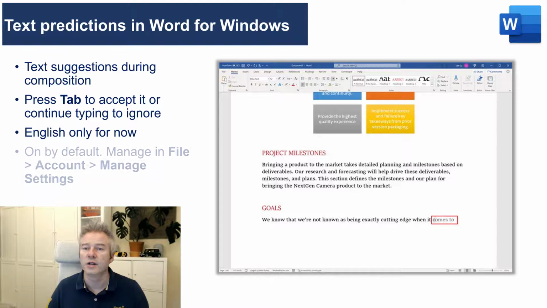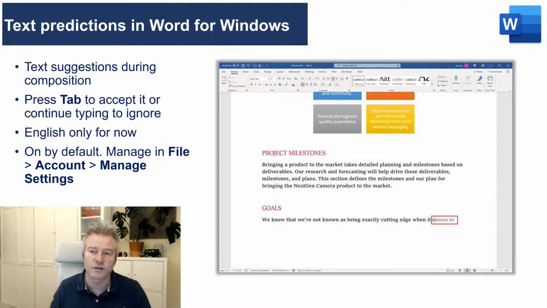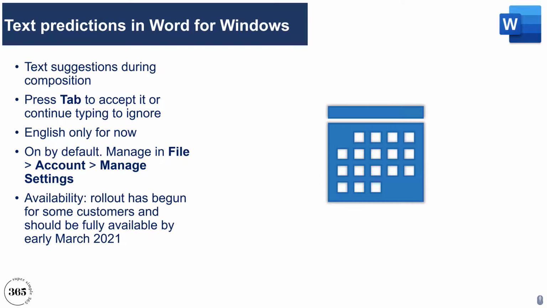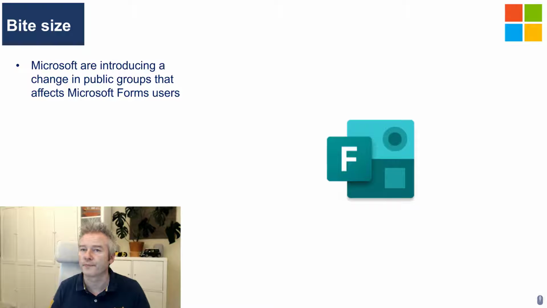Currently it's only in English, and of course you can go into your settings, you can go to File, Account, Manage Settings, and you can turn that on or off if you want to. That has begun for some customers who get their updates early, but for the rest of us, you can expect that to be fully available by early March.